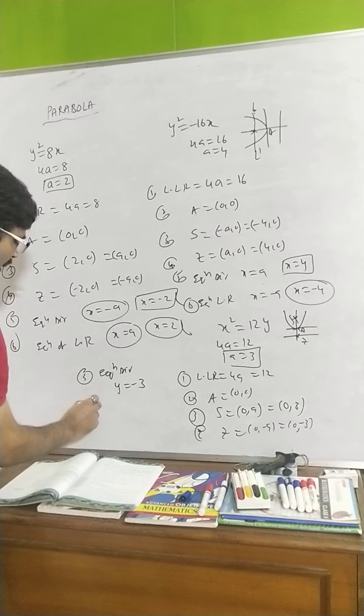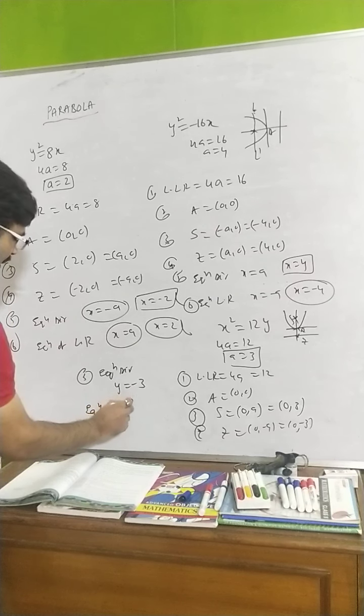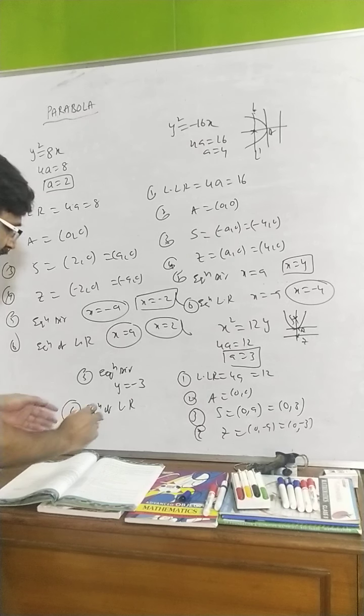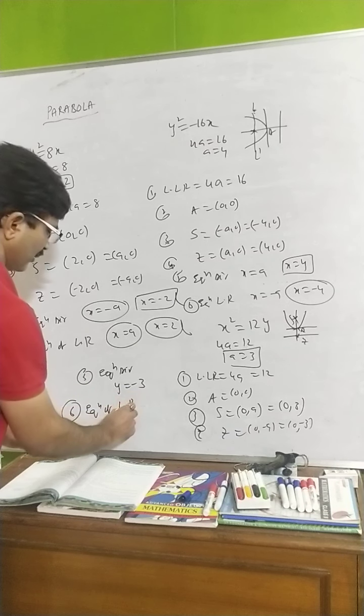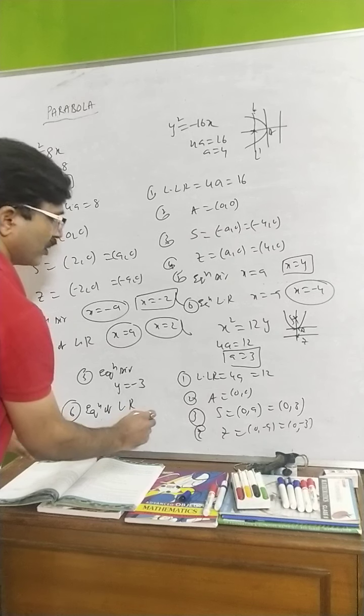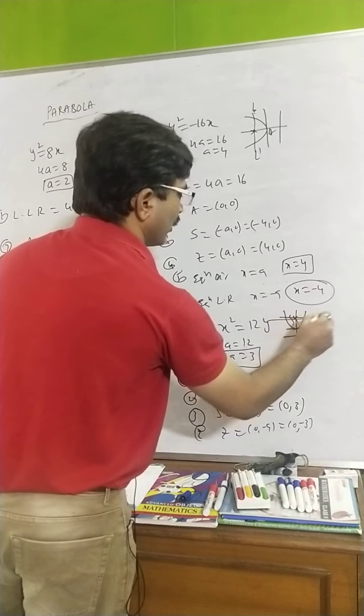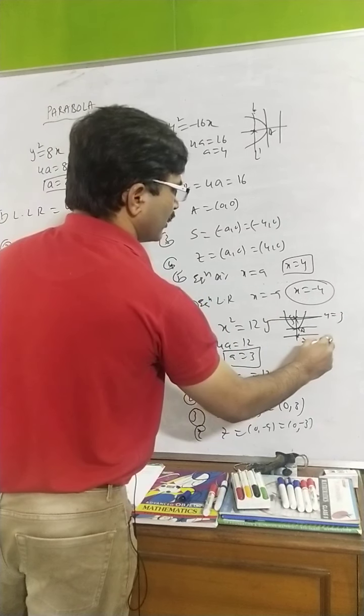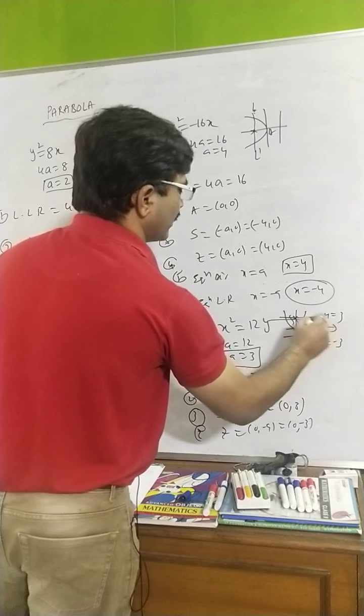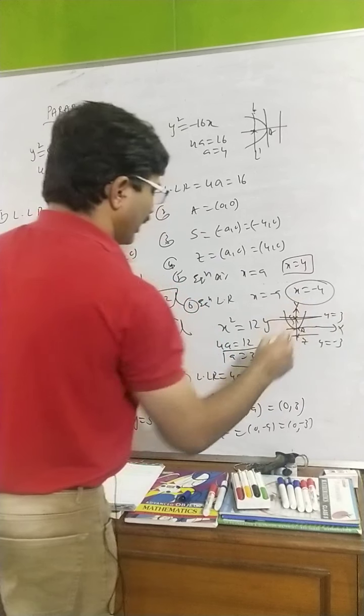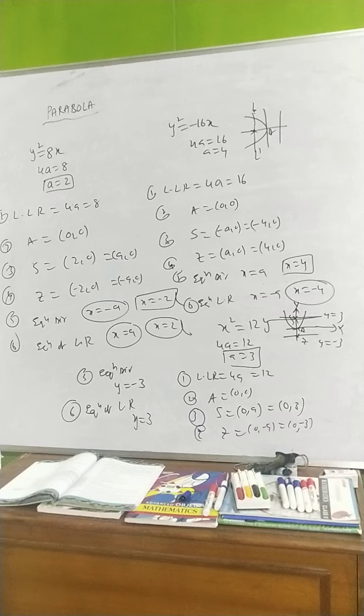Now the next one, the sixth, is the equation of latus rectum. The equation of latus rectum is y is equal to 3. Why? Because this is y is equal to 3, and this is y is equal to minus 3. This is the x axis, this is the y axis. So like this, examples are given. I have taken 3 examples, and I got it in this way.